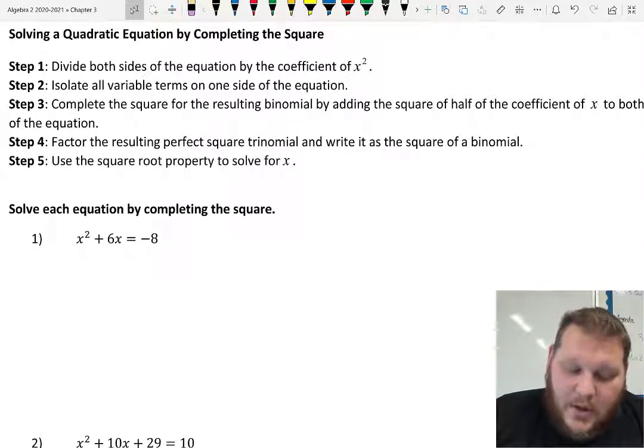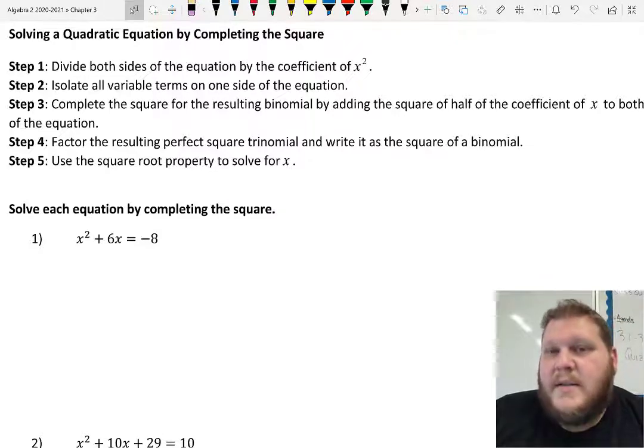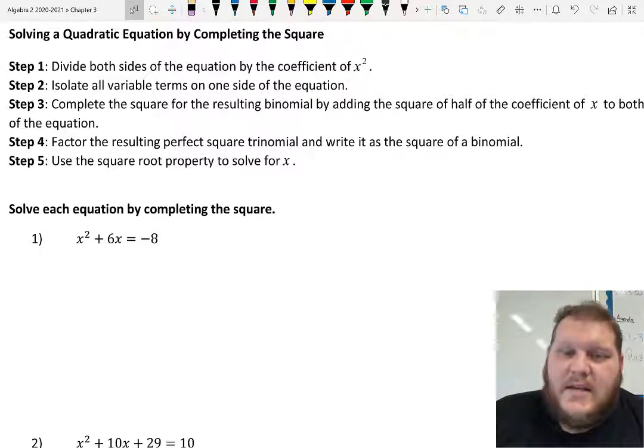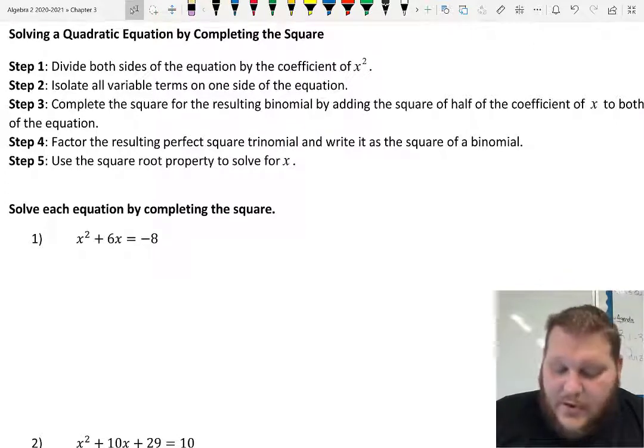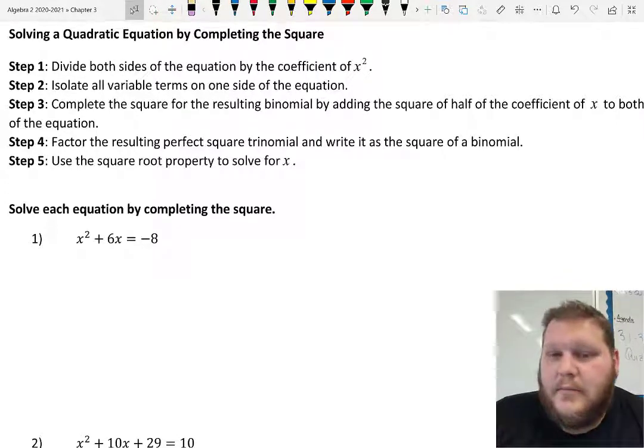For step 2, we're going to isolate all the variable terms on one side of the equation. In this case, our x's, both x squared and x to the first power, need to be on the same side. It doesn't matter which side, but it needs to be the same side, which again, step 2 for this particular problem is already done.